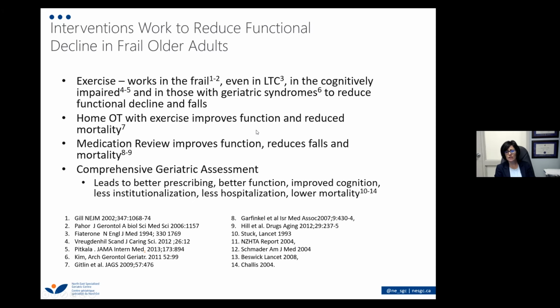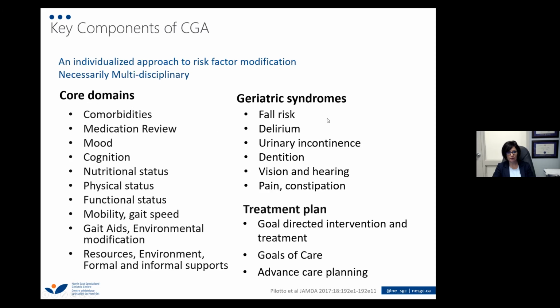And there's clear studies to show that interventions work to reduce functional decline in frail older adults, which is really what most people are interested in, is preventing functional decline. So exercise, it works. It doesn't matter where you are on the continuum. If you're cognitively impaired, if you're in long-term care, if you're frail or not frail, home occupational therapy with exercise can improve function, medication reviews, and then comprehensive geriatric assessment, where you're looking at all of the particular things that might impact your day-to-day function, and how we address some of those risk factors can result in better function, which is a surrogate for frailty.